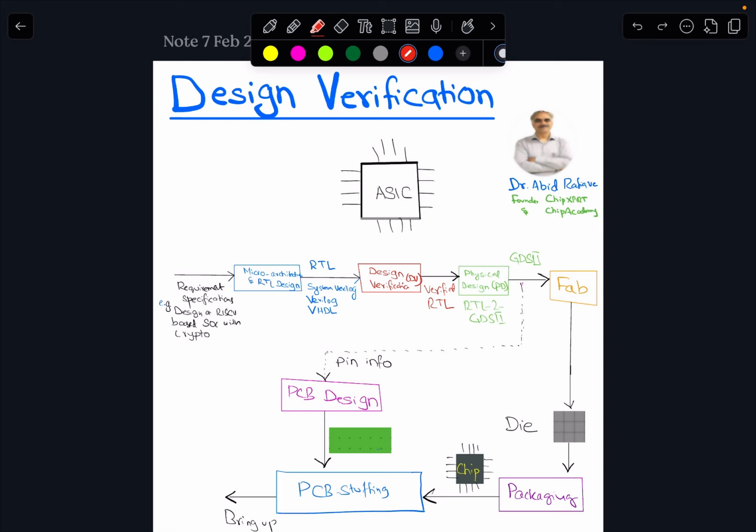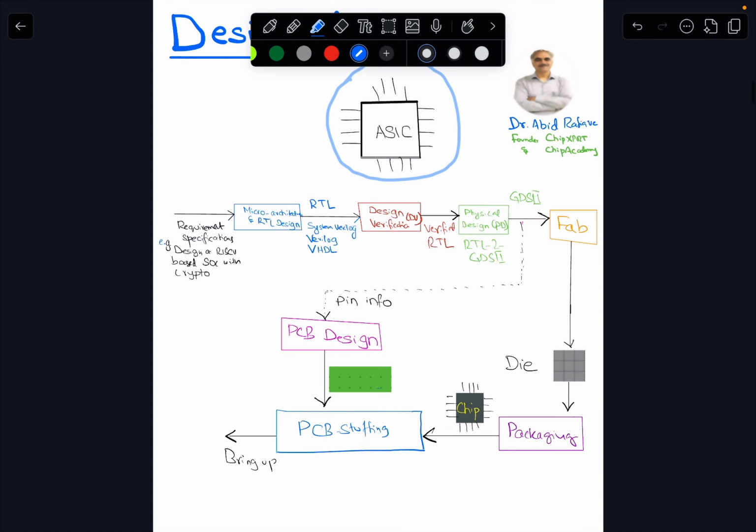So before we dive into the whole space of design verification, let's see the bigger picture first. Let's say we want to design an ASIC, and what are the steps involved? Typically you get the requirements specification from your internal product team or from your customers. So this is your step one.